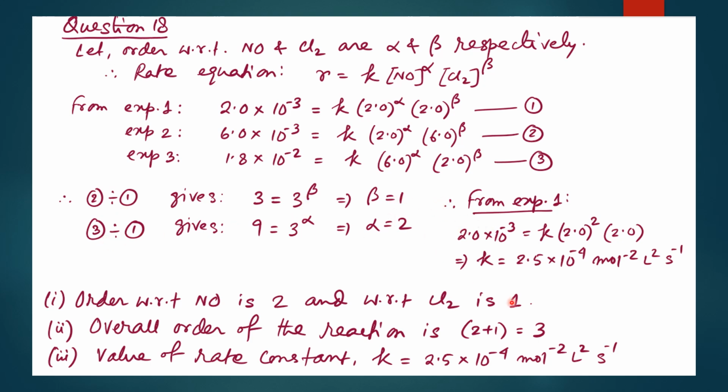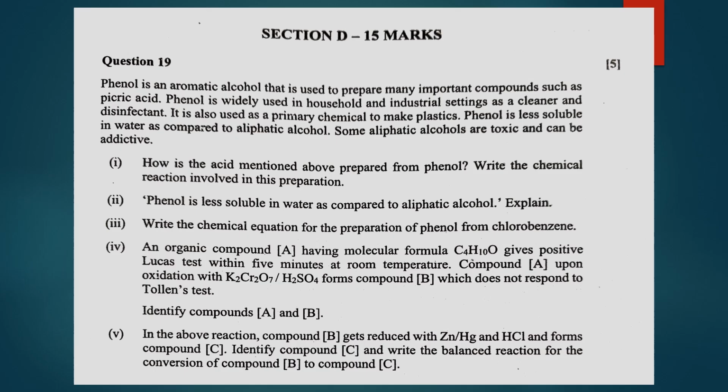So alpha plus beta will be the overall order, individual order alpha and beta, and when you put the value of alpha and beta in any of these three equations, you get the value of K. Here the important point is the unit of K, because the overall order is 3, so the unit of K will be mol^-2 L^2 s^-1.